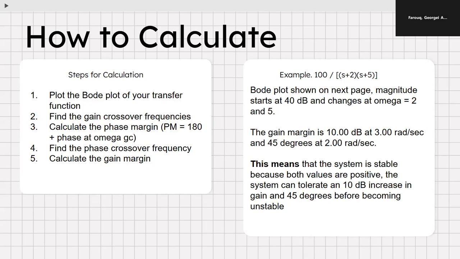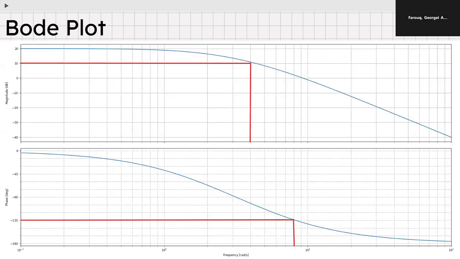This means that the system is stable because both these values are positive, and that the system can tolerate a 10 dB increase in gain and 45 degrees before becoming unstable. So here are the Bode plots for that. I marked the intersections with red.